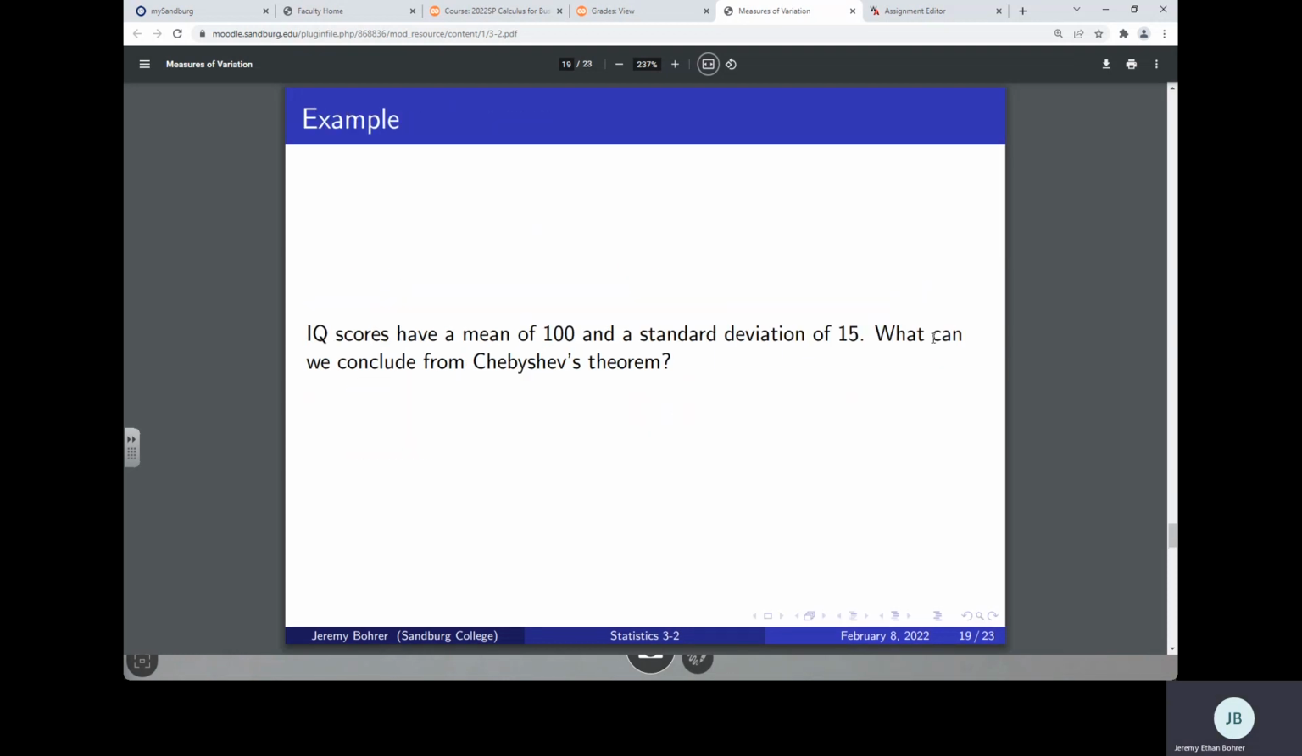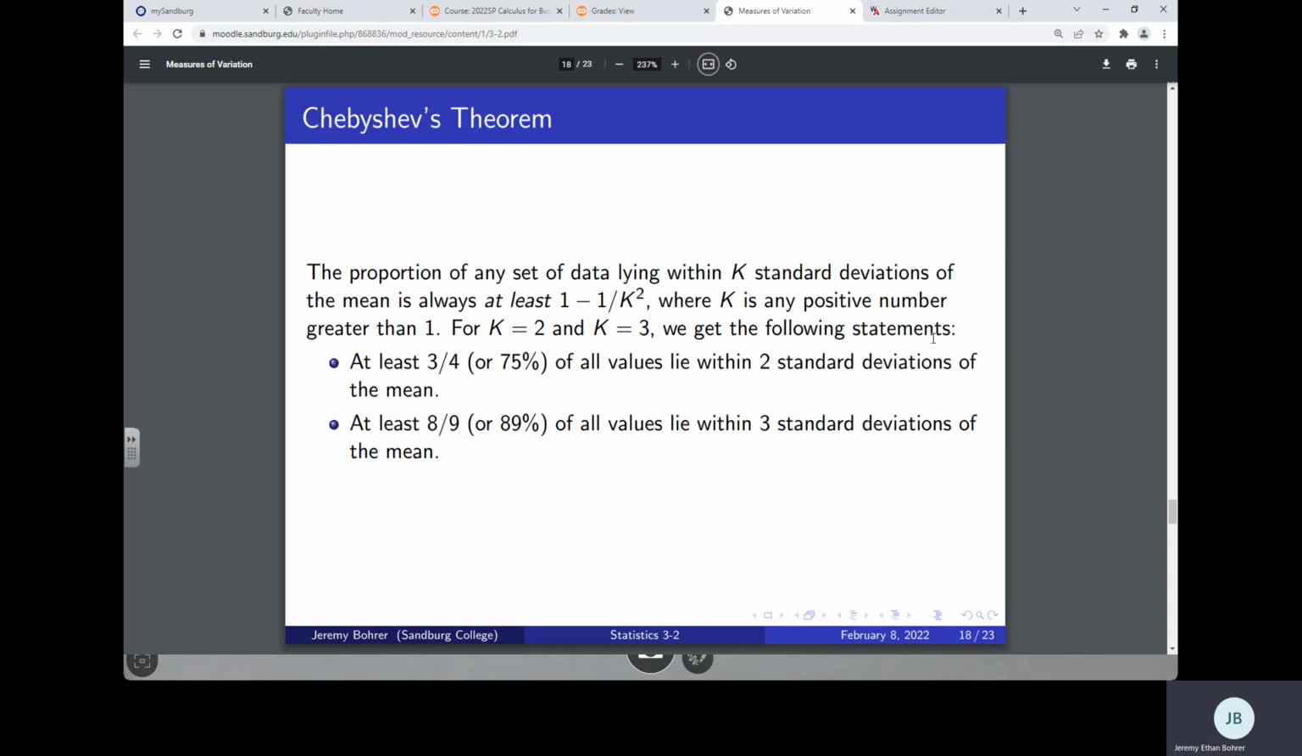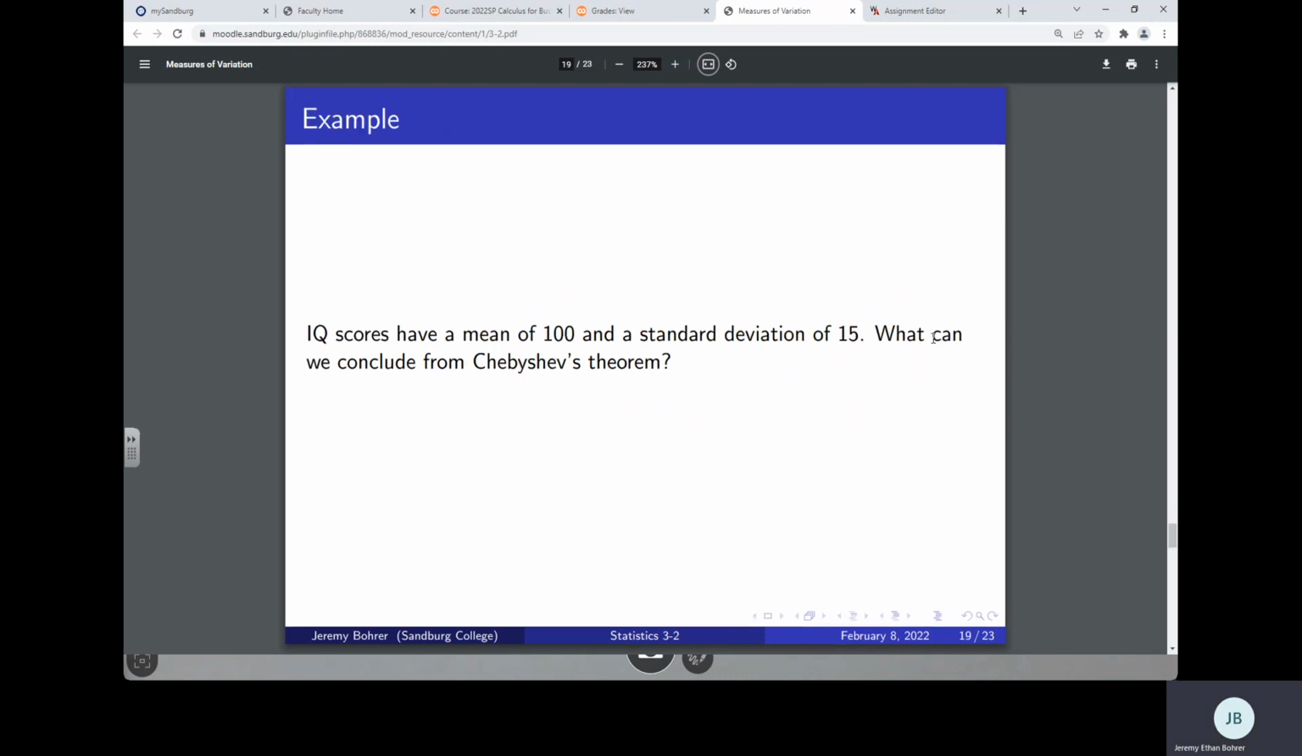Moving on, we've got this question about Chebychev's theorem. IQ scores have a mean of 100 and standard deviation of 15. What can we conclude from Chebychev's theorem? So here we look at Chebychev's theorem, and it says that at least 3/4 or 75% of all values lie within 2 standard deviations of the mean. That means, for our purposes here, at least 75% of all IQ scores lie within 2 standard deviations of 100, so that's between 70 and 130.